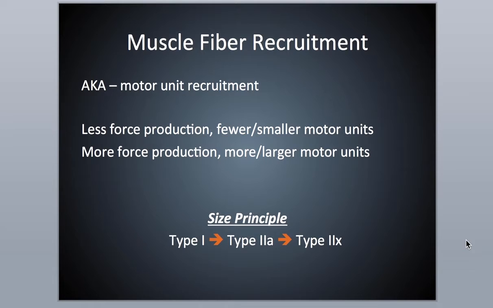All right, generally speaking, type 1 muscle fibers have fewer, smaller motor units, so they're going to produce less force. Type 2 fibers are going to produce more force, although they have more, larger motor units.